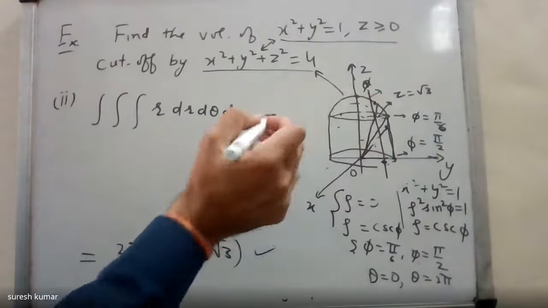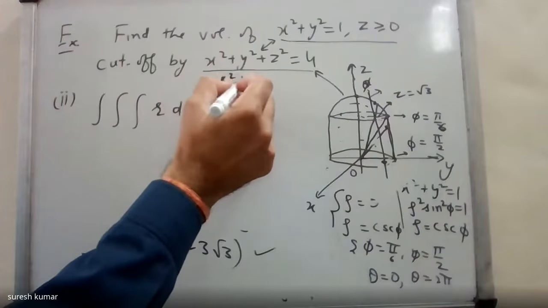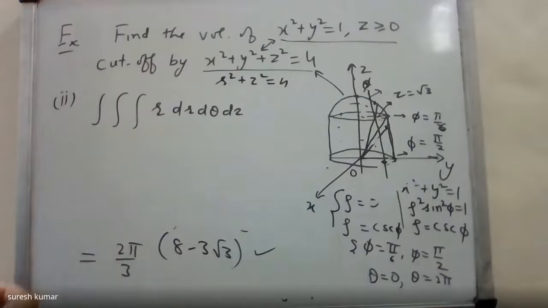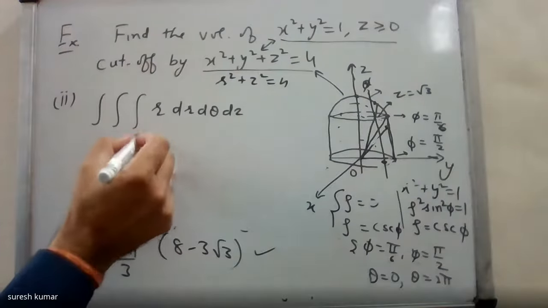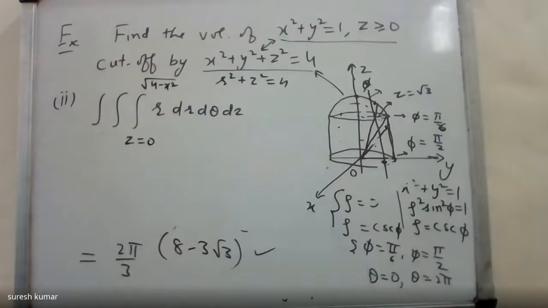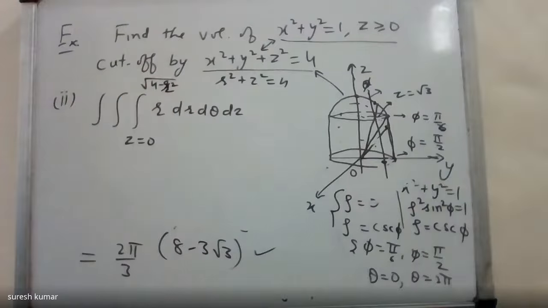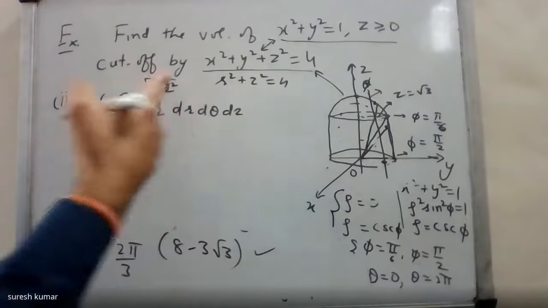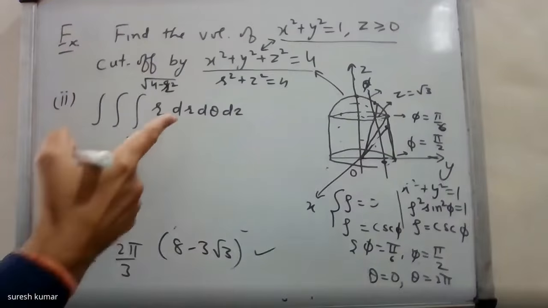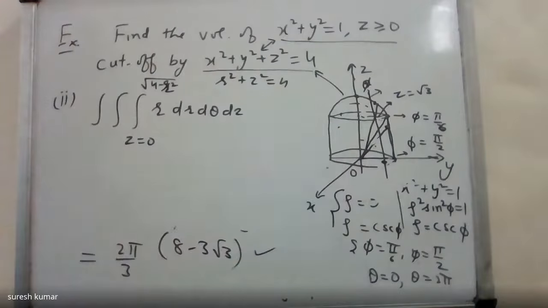On the spherical surface, what is z in cylindrical coordinates? It is r square plus z square equal to 4. It means z is the square root of 4 minus r square. So z goes from 0 to square root of 4 minus r square. These are the z limits.